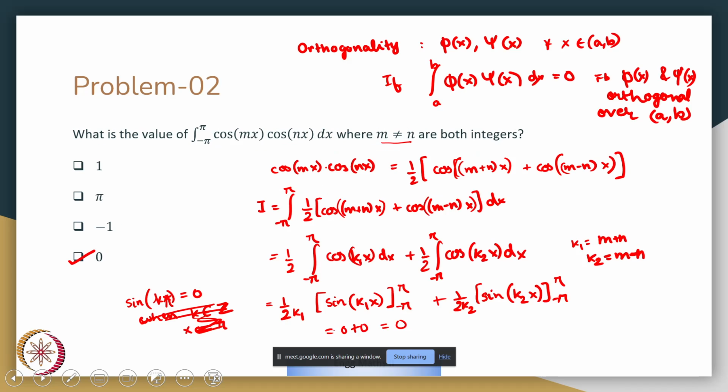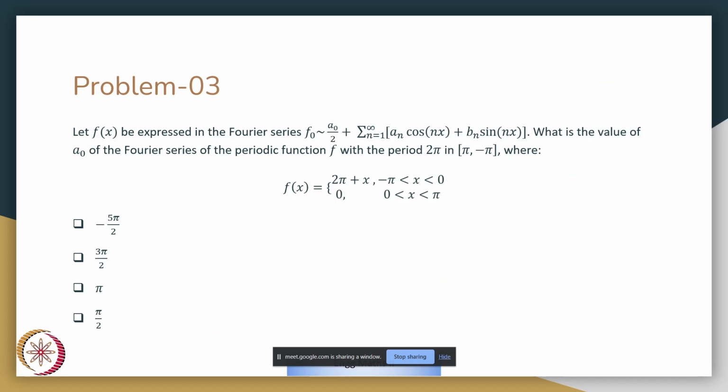This orthogonality is a very useful property when we look to approximate a function using Fourier series. So the terms of the Fourier series essentially end up having trigonometric series which turn out to be orthogonal over this range. Now we are given the third question.